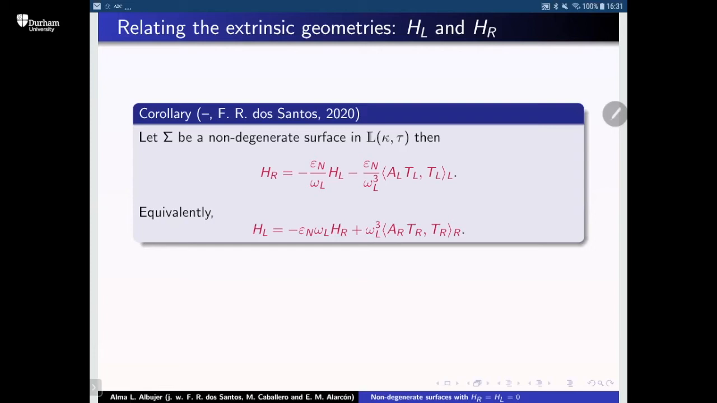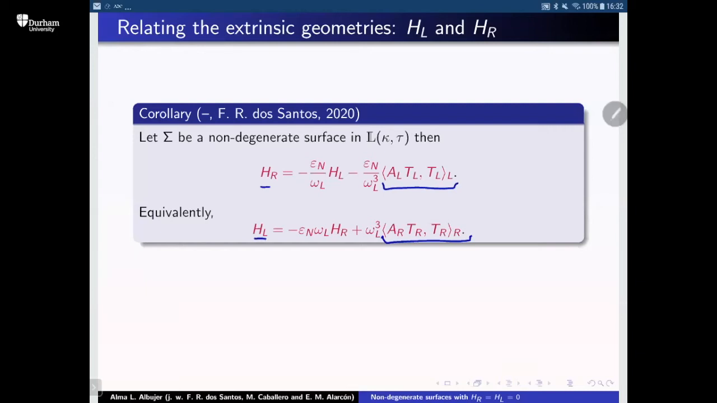to relate the mean curvature functions of such surfaces. So what we have is that if sigma is a non-degenerate surface in L kappa tau, then we can write any of the mean curvature functions in terms of the other, and in terms of this term here or this one. And these are just the normal curvature in the direction of TL or TR when we consider the corresponding metric.